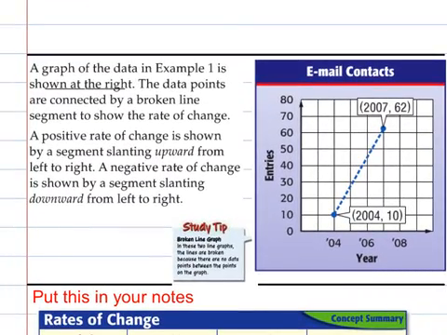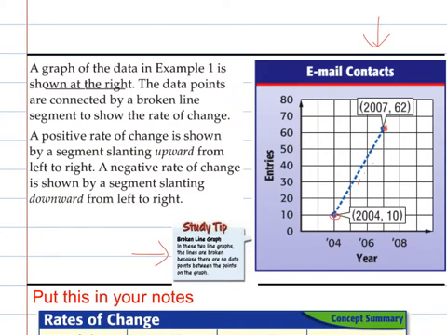This is something you probably just want to listen and follow along with, and then you'll record some things at the end. So this is just a graph example here from example 1 of Alicia's email contacts. And the data points are connected by a broken line. That broken line just shows that there was no data between the points. We were given data this year, and this is our assumed change.